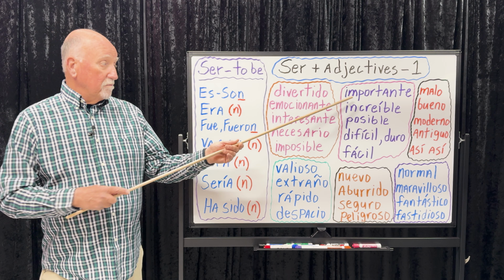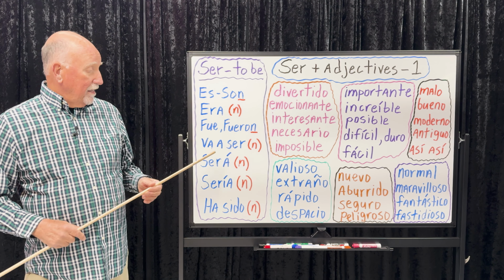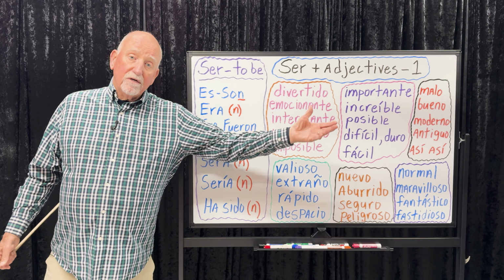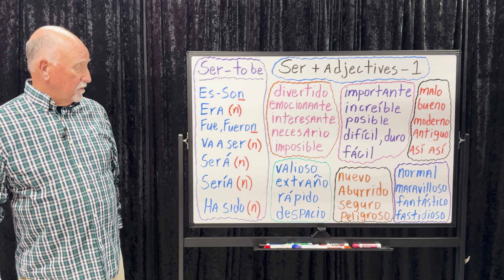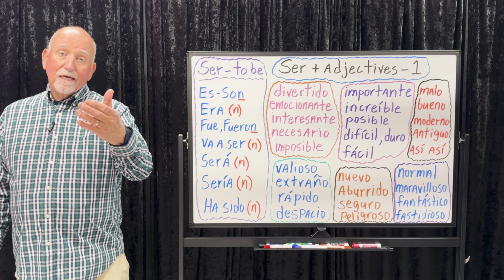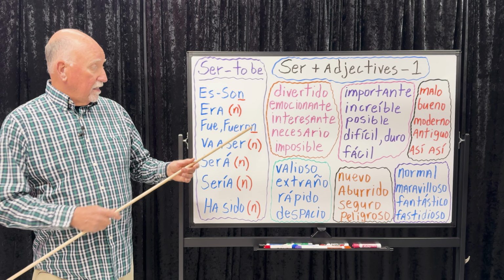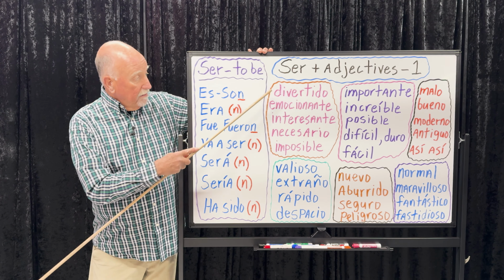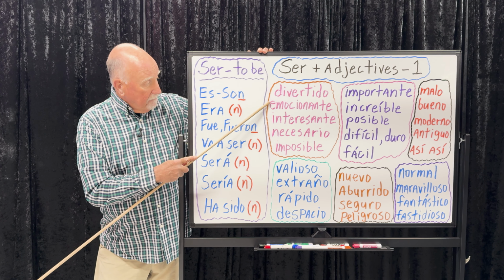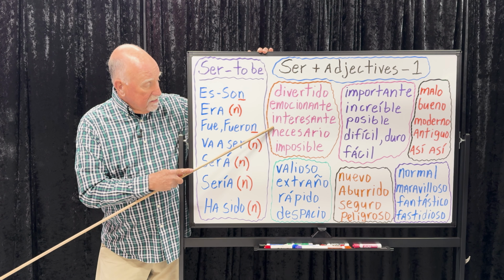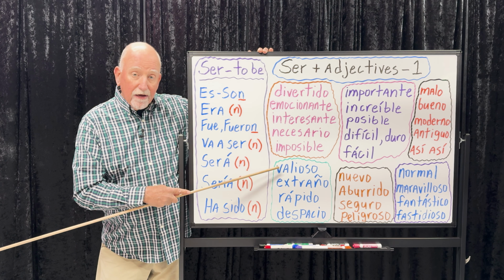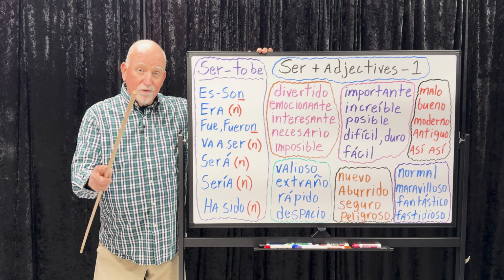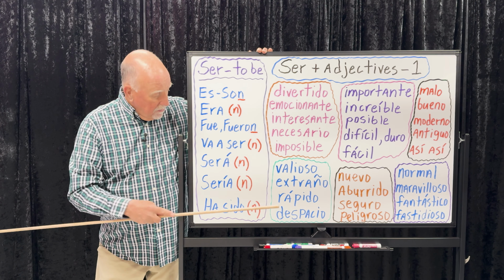It's going to be important. Va a ser importante. It is going to be fun. We say that all the time. Come on. Va a ser divertido. It's going to be exciting. Va a ser emocionante. Let's go over our clusters again. Fun. Exciting. Interesting. Necessary. Impossible. Valuable. Strange. Stranger Things. What a great show.